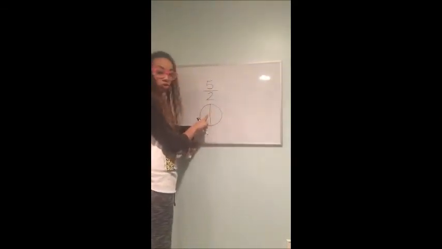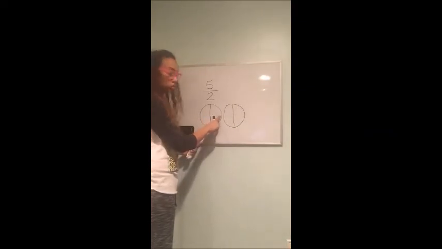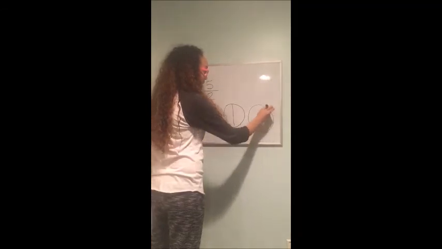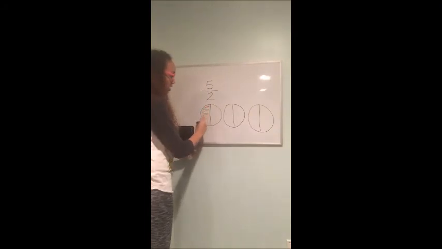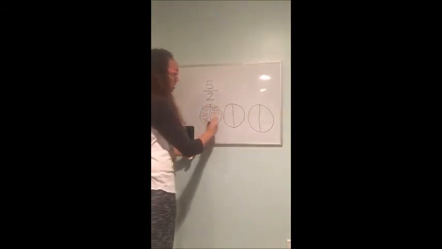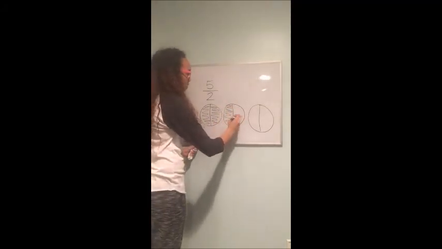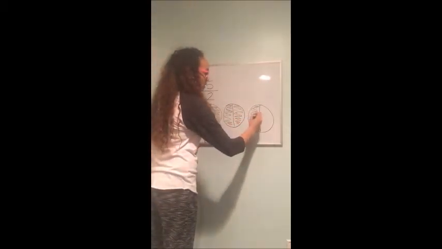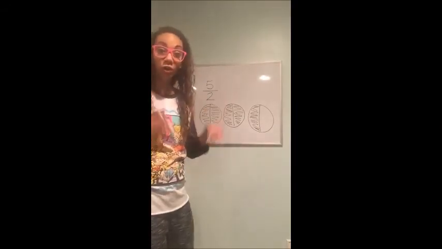Here I have 2 halves. So I'm going to need to draw another shape to draw 5 halves. Now I have 1, 2, 3, 4 halves. I'm going to need to draw another shape to show 5 halves. Now I have 1 half, 2 halves, or 1 whole, 3 halves, 4 halves, or we could say 2 wholes, and 5 halves. So if your picture looks something like this, you are correct.